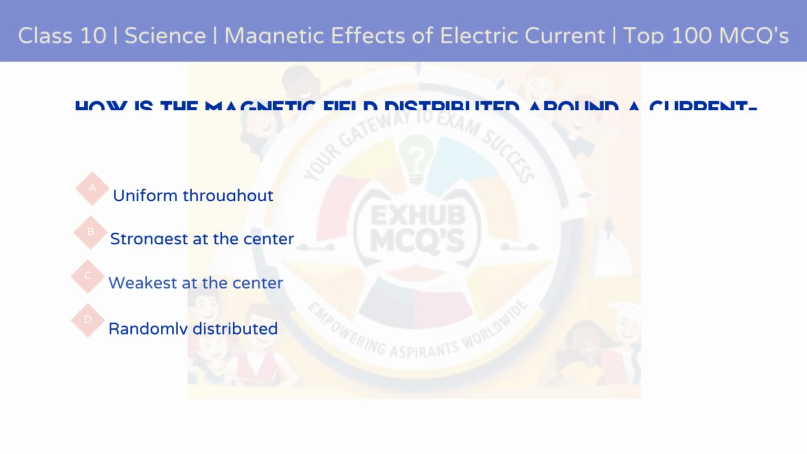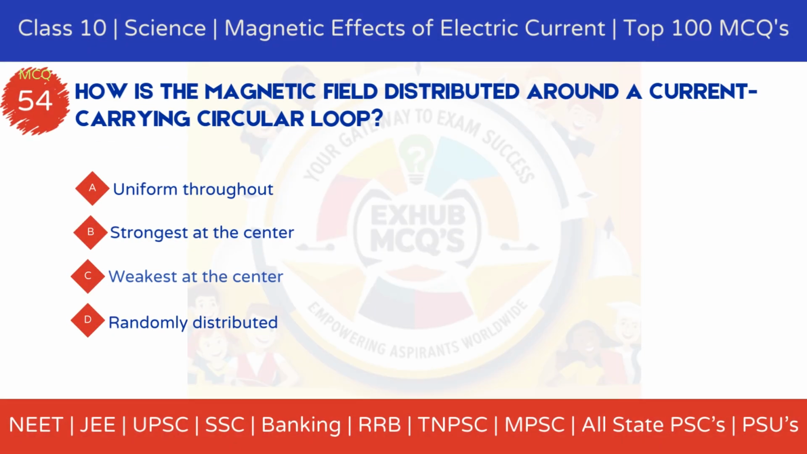MCQ 54. How is the magnetic field distributed around a current-carrying circular loop? Option A, uniform throughout. Option B, strongest at the center. Option C, weakest at the center. Option D, randomly distributed.